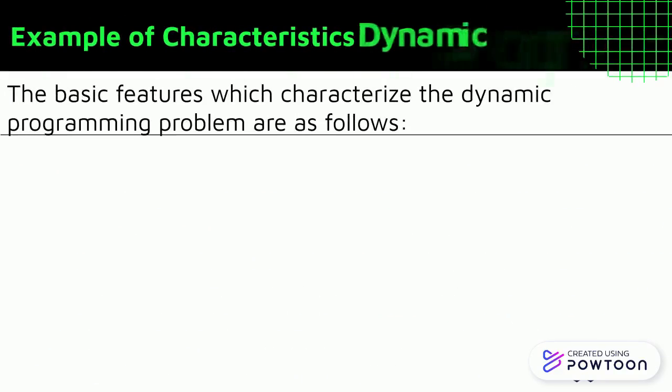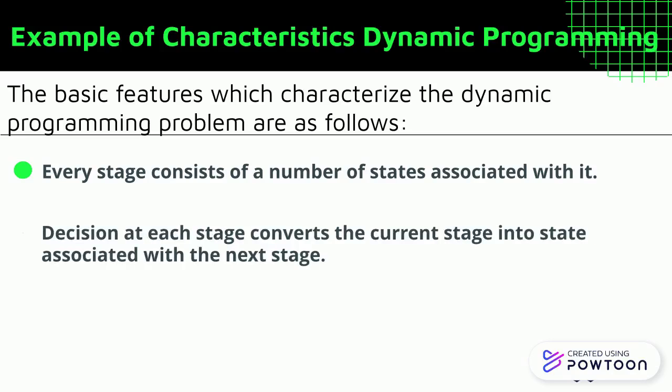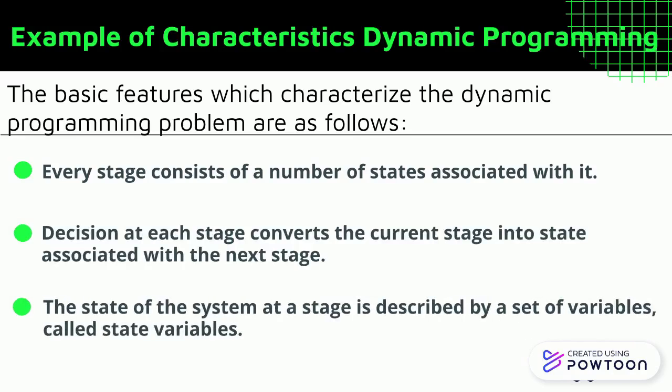And the characteristics of dynamic programming. Every stage consists of a number of states associated with it. A decision at each stage converts the current state into a state associated with the next stage, and the state of the system is described by a set of variables called state variables.